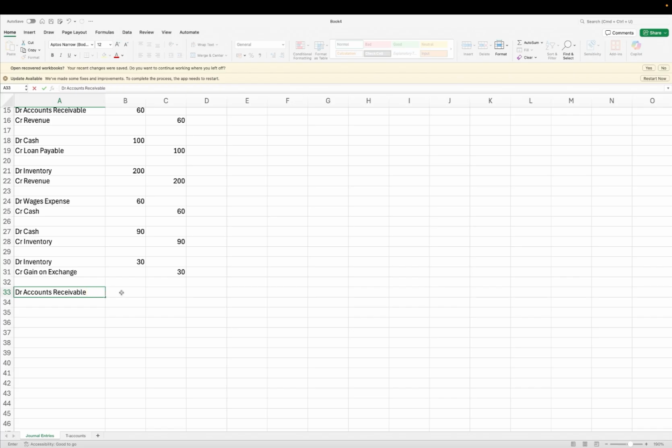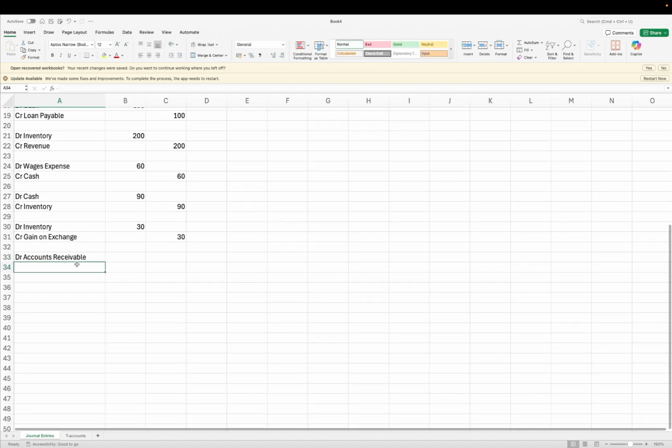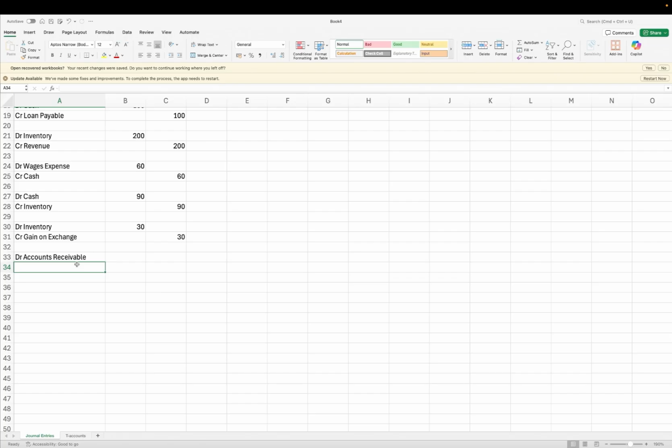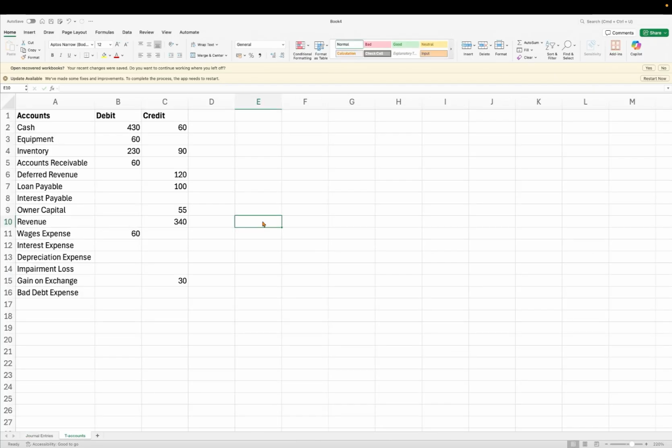Accounts receivable is an asset, and assets increase with debits. Revenue increases equity and is recorded with credits. So we've got another revenue. Here we had 30. Here we have another 30.